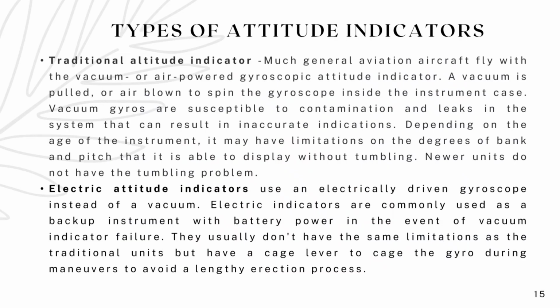Types of attitude indicator. Traditional attitude indicator. Much general aviation aircraft fly with the vacuum or air-powered gyroscopic attitude indicator. A vacuum is pulled or air blown to spin the gyroscope inside the instrument case. Vacuum gyros are susceptible to contamination and leaks in the system that can result in inaccurate indication.